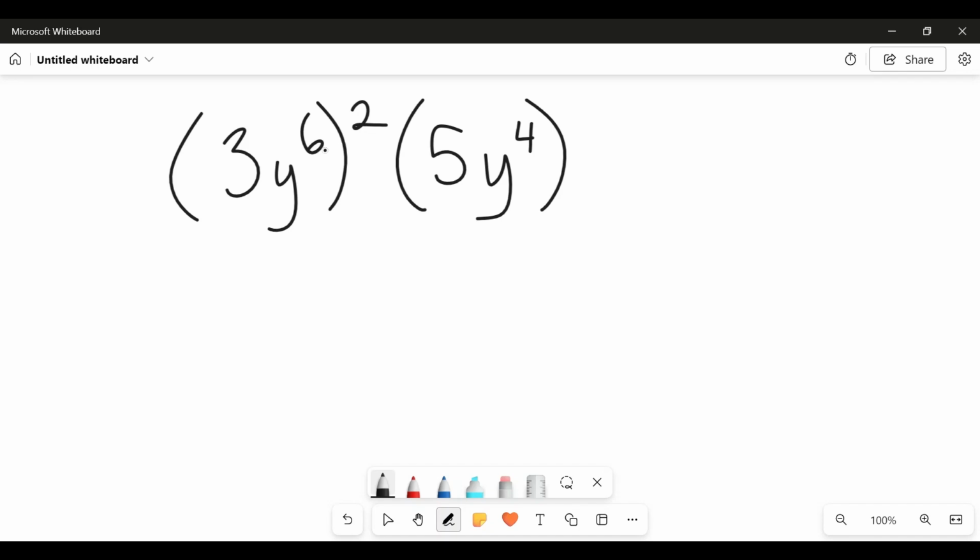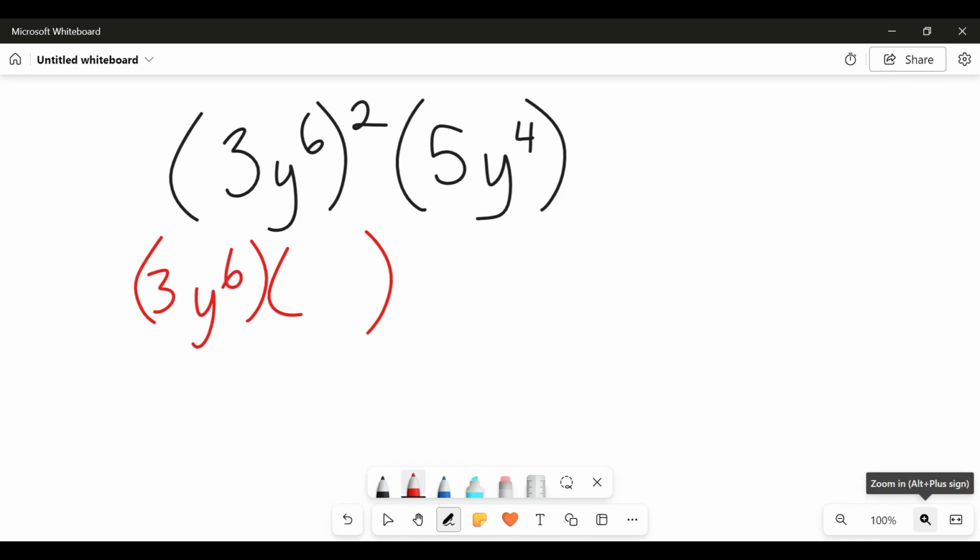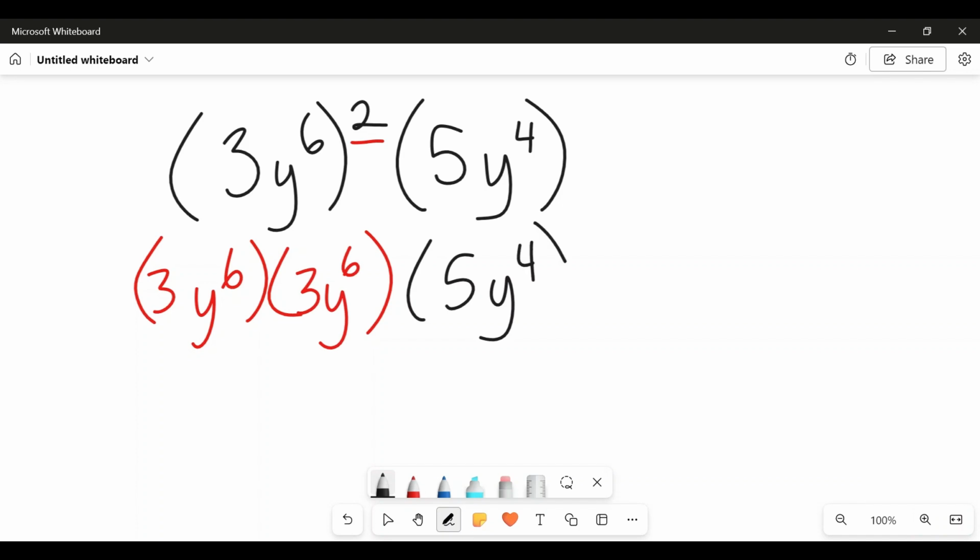Now, if you take a look at this, don't you do a power to a power? Okay, I'll show you why I don't recommend doing a power to a power with this. What I suggest doing first is expanding this. What do I mean by expanding that? If I take this base to the second power, you can expand it to 3y to the 6th, 3y to the 6th, since there is 2 of them. And then I bring the other one down, 5y to the 4th.